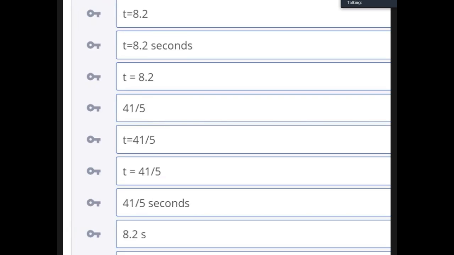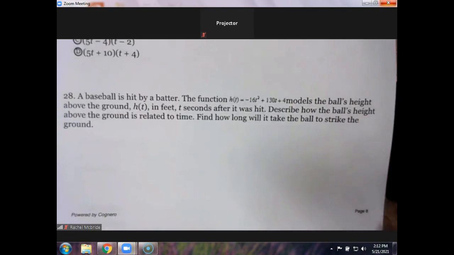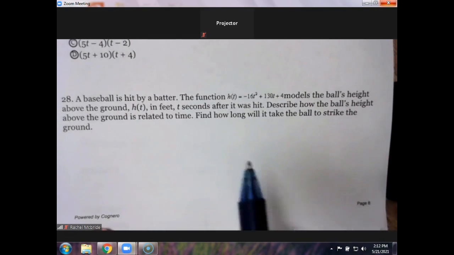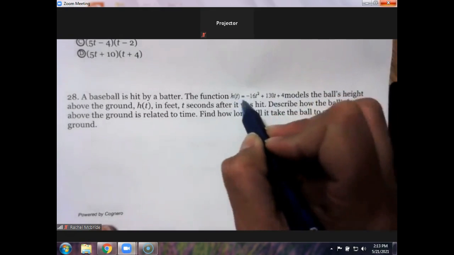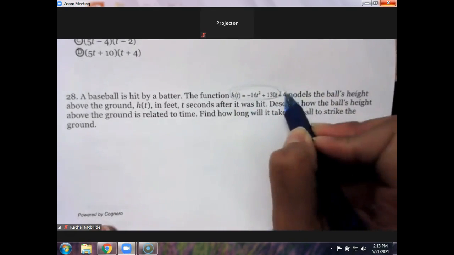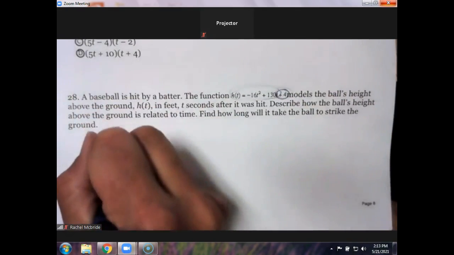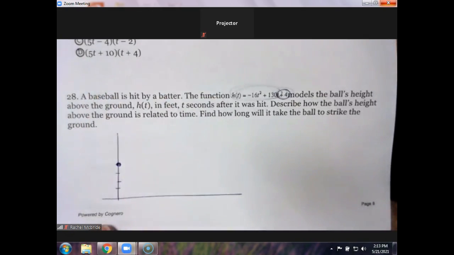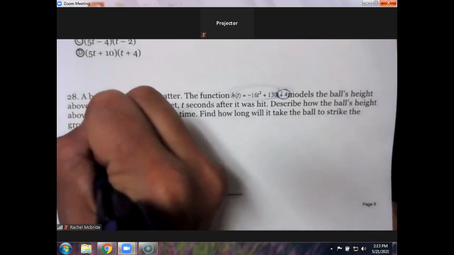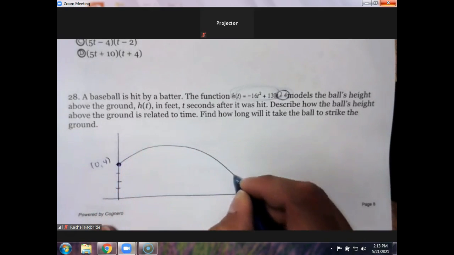Okay, number 28. It says a baseball is hit by a batter given the function below. Describe how the ball's height above the ground is related to its time. So a function goes to our graph. It represents the model. The +4 represents your y-intercept. So that's the starting height. If you hit a ball, it's going to go up and then come back down.